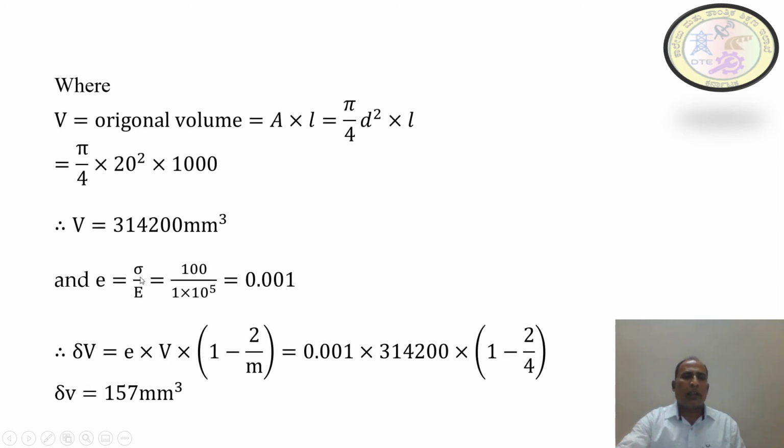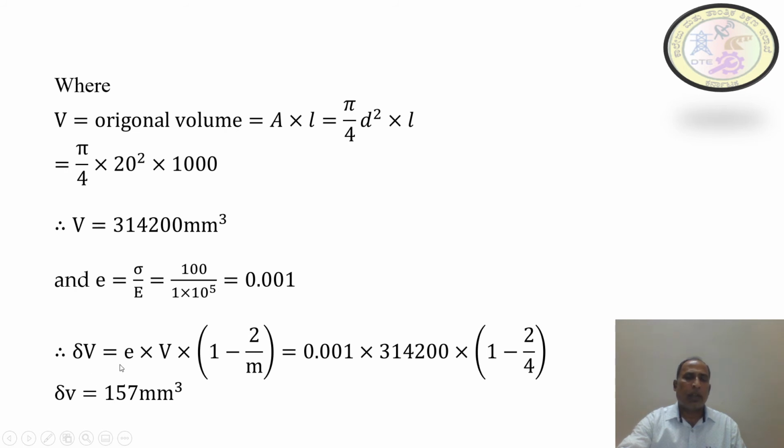Strain e equal to sigma by E. We can calculate the value of strain if the change in length and the original length are given. Otherwise, we have to find the strain by another relation, that is Young's modulus is the ratio of stress to the strain. Therefore, e is equal to stress by Young's modulus. Stress is given 100 Newton per mm square and the Young's modulus is 1 × 10^5. So the value of e will be 0.001.